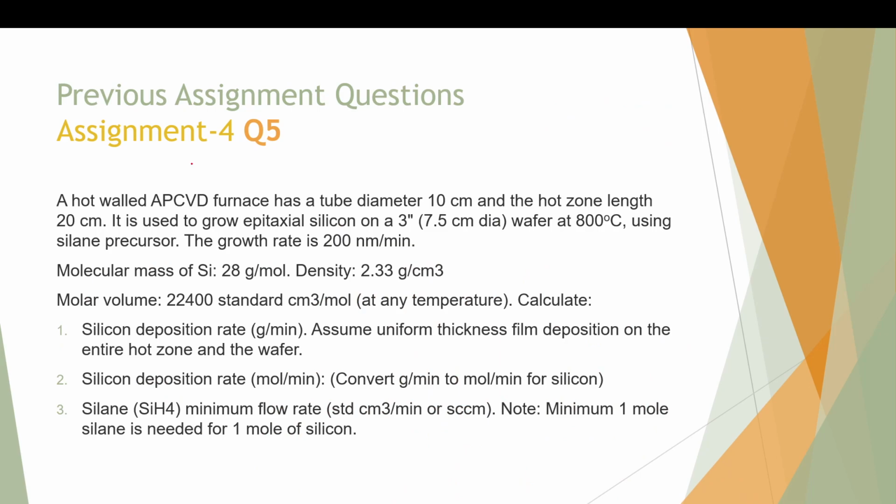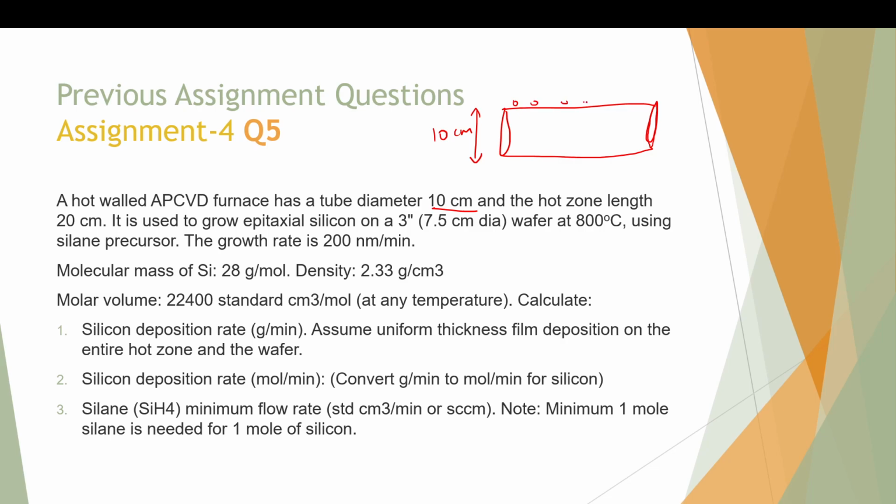Okay, then one more question. I think we have two more questions from the previous assignments. In this, a hot walled APCVD furnace has a tube diameter of 10 centimeter. So basically we have a furnace, this is 10 centimeters, and then they are saying that the hot zone length is 20 centimeters.